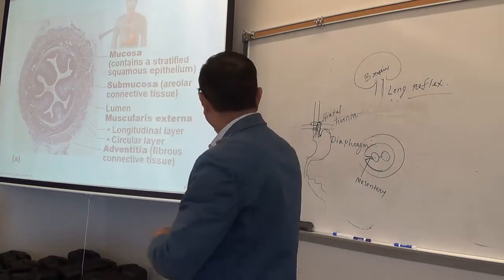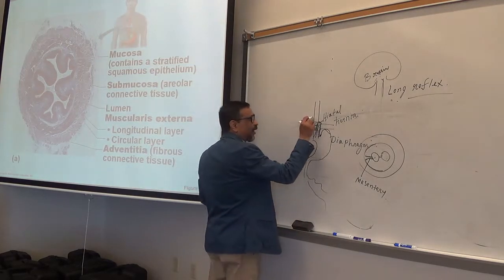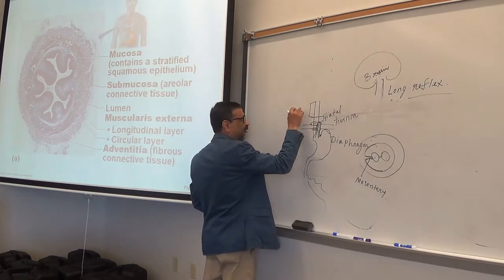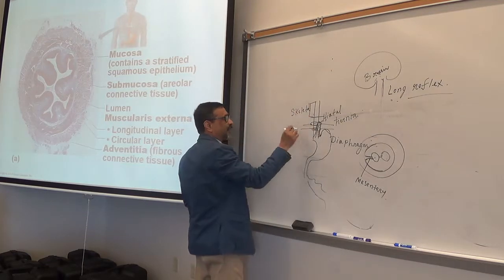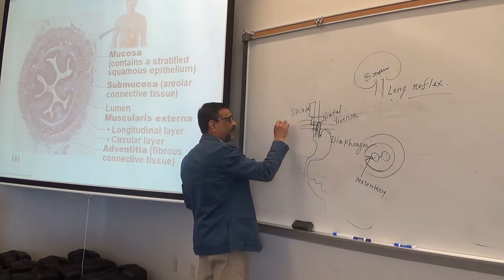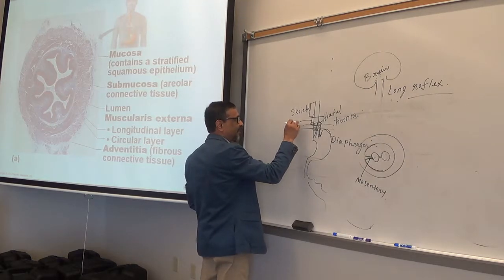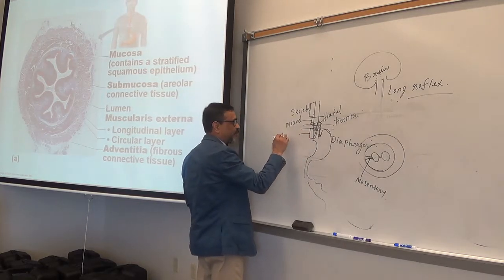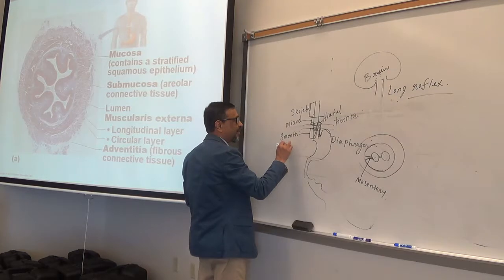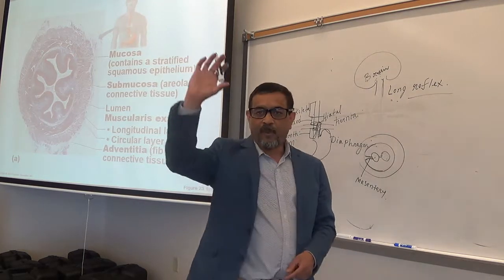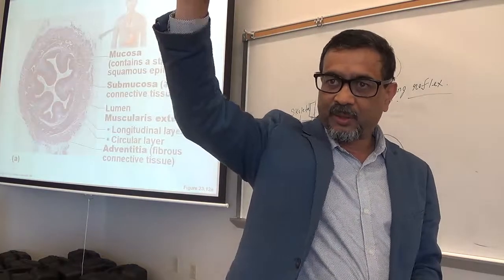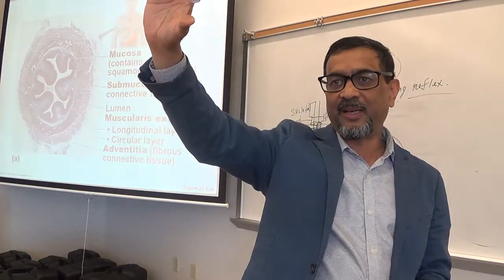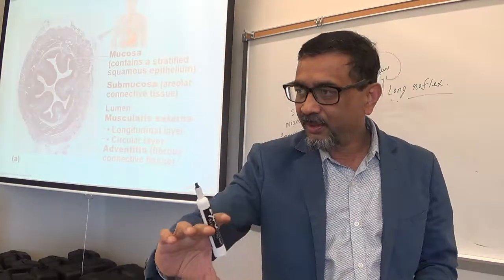Now, another thing that is important in the esophagus, the upper part of the esophagus is skeletal muscle. The middle part is mixed. That means you have skeletal as well as smooth muscle. And the lower part of the esophagus is smooth muscle. Okay? So if you divide into three parts, one third, one third, one third, the uppermost part is what? Skeletal muscle, right? And the middle part is mixed and the lower part smooth.